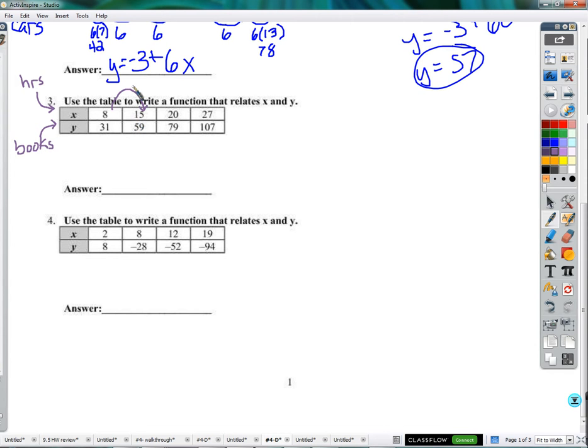Okay, so well, how many hours is that? Well, 15 minus 8, that's 7 hours later. So 7 hours later, what's happened with the books? Well, how many more books do I have? 59 minus 31, that's going to be 28. So in 7 hours, I've made 28 books. Okay, so maybe kind of a small-time mom-and-pop book manufacturer.